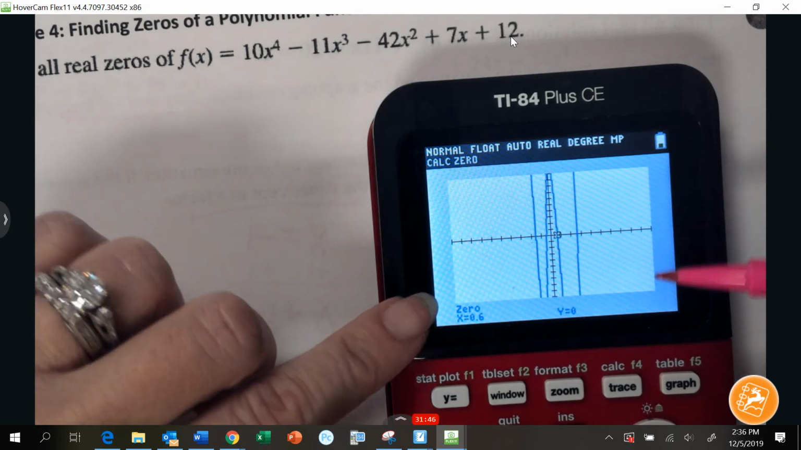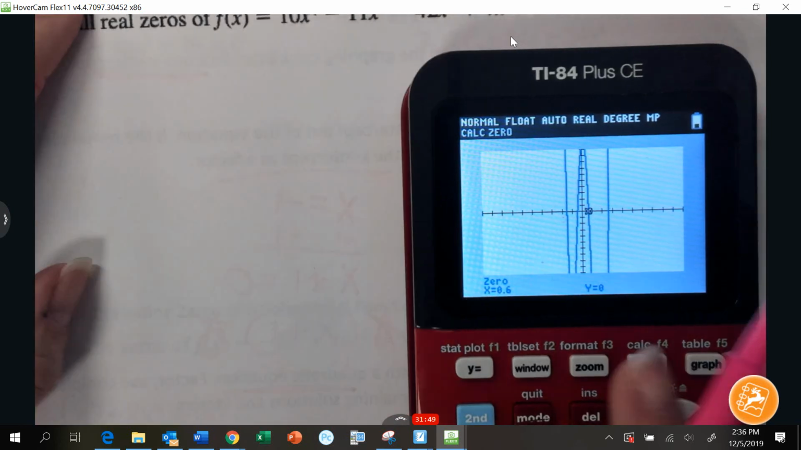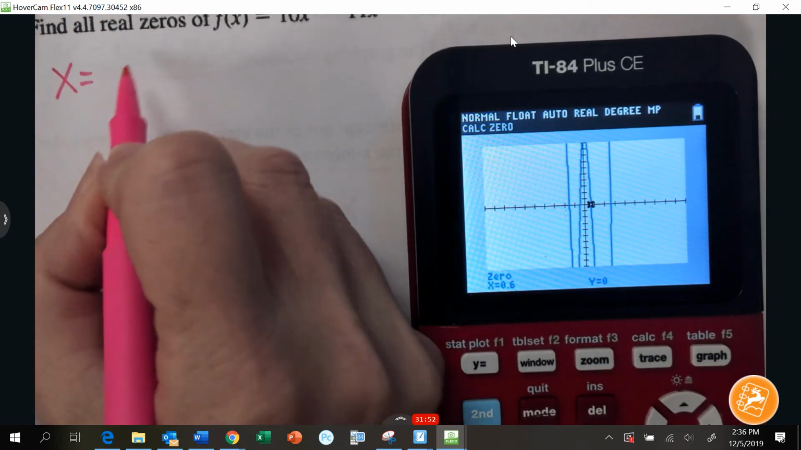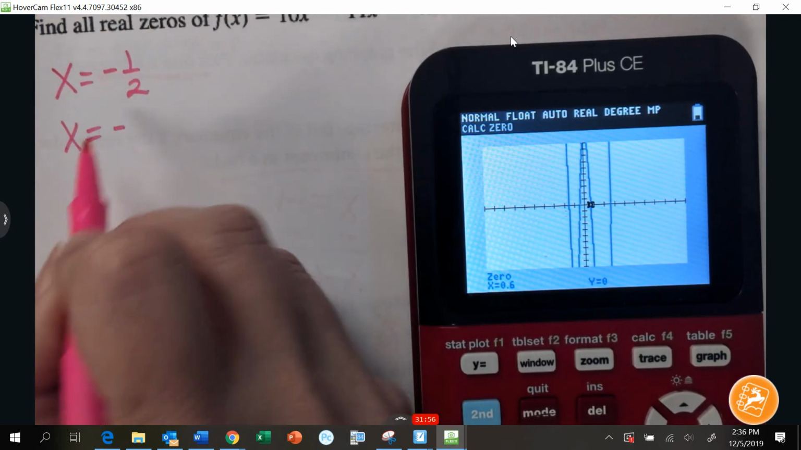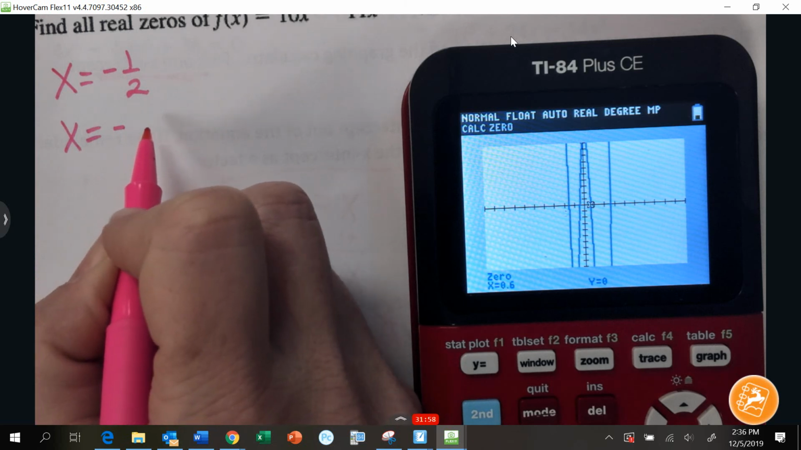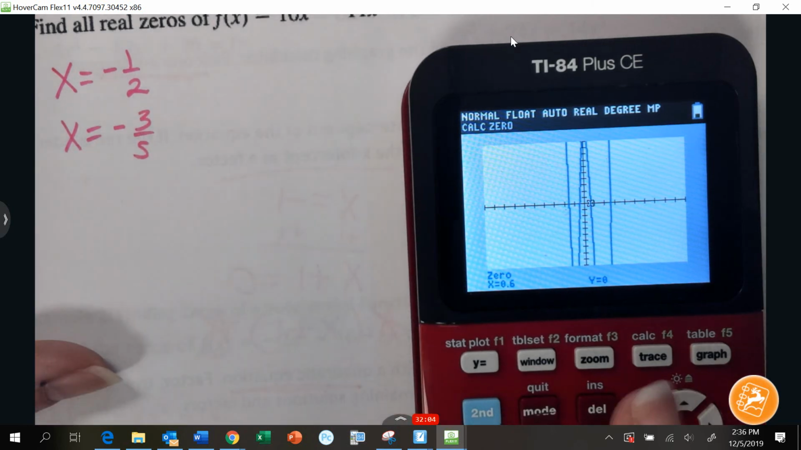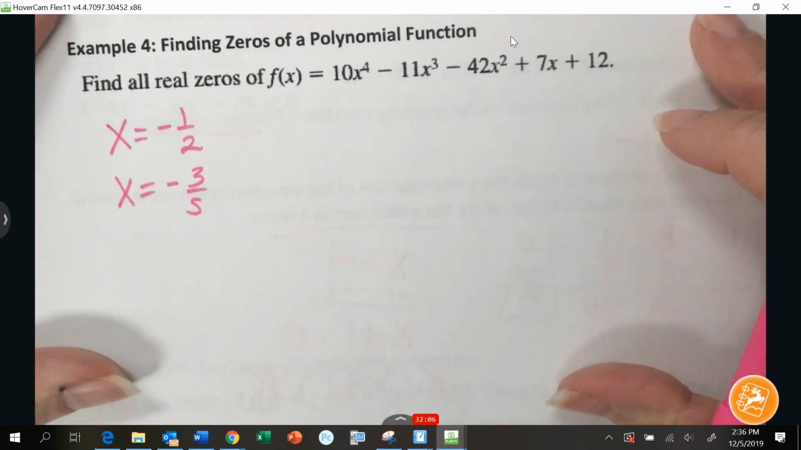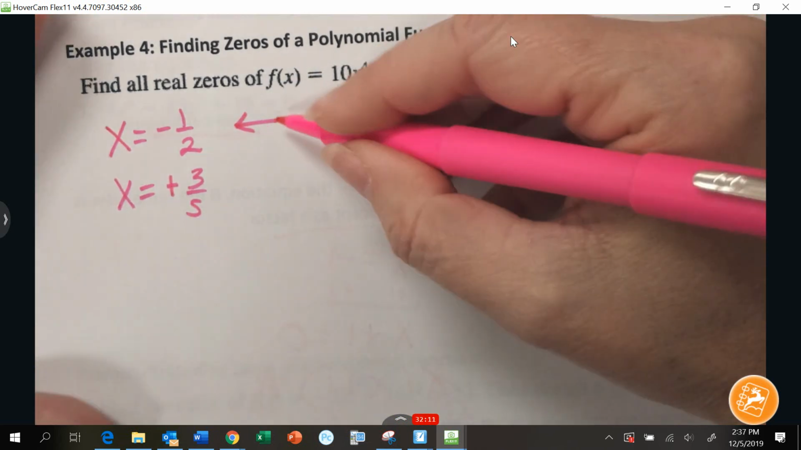Okay, I found it. It's 0.6. I think somebody guessed that even. So I got that x equals negative 1/2, and I got x equals, what is 0.6 as a fraction? 3/5. Yeah, it is 3/5. Okay, what I need to show you is how to change this into a factor.